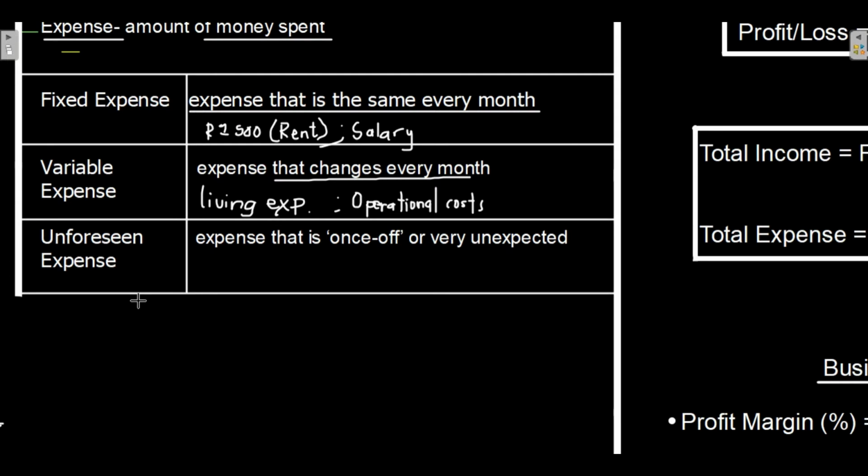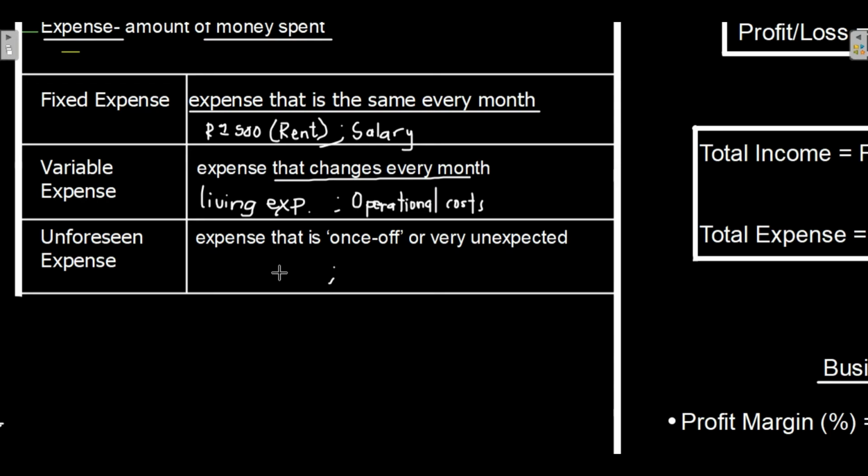And then the unforeseen expense, that is an expense that is a once-off or very unexpected. So it could be that maybe there's a ceremony that is happening and you did not plan for this, or maybe a family member passed away, and now you have to reach into your pocket and spend on travel.